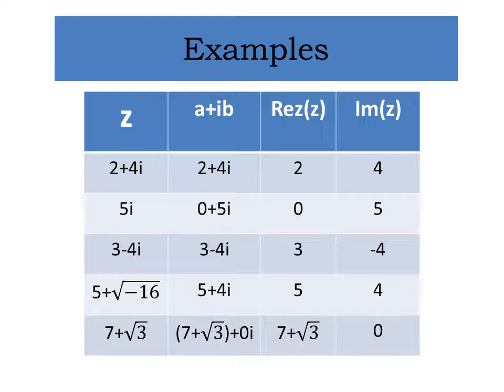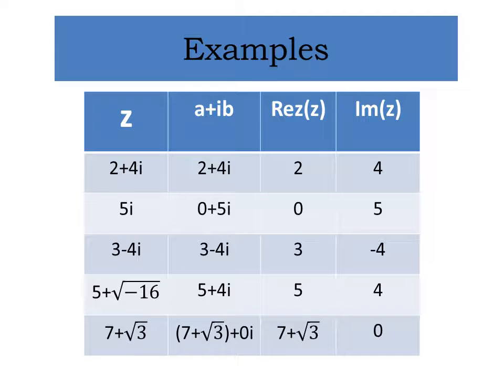Next example, 5i. It is written in the format 0 plus 5i. A means 0 and bi means 5i. The real part of this is 0 and the imaginary part is 5. Third example, 3 minus 4i. It is in the format a plus ib, and the real part is 3 and the imaginary part is minus 4. You get it, students?